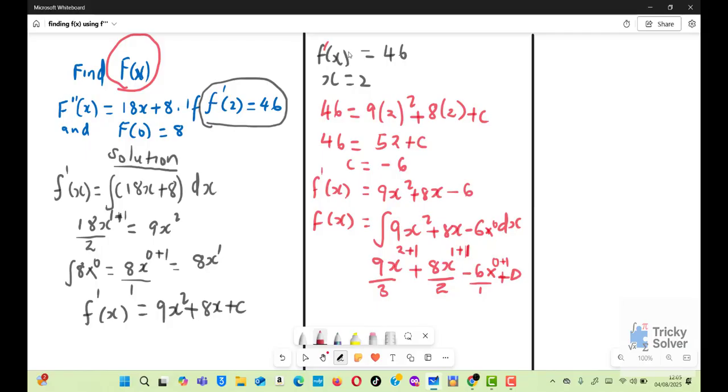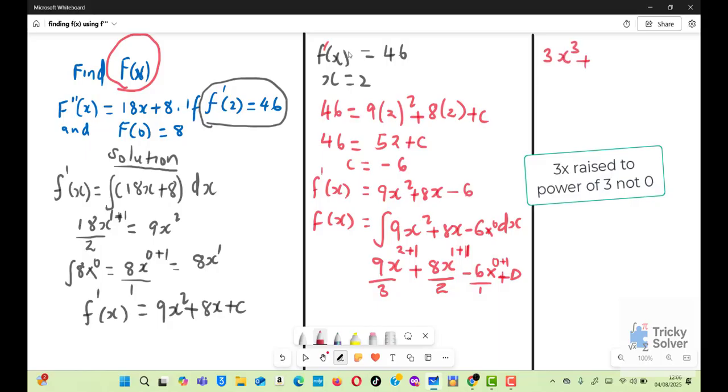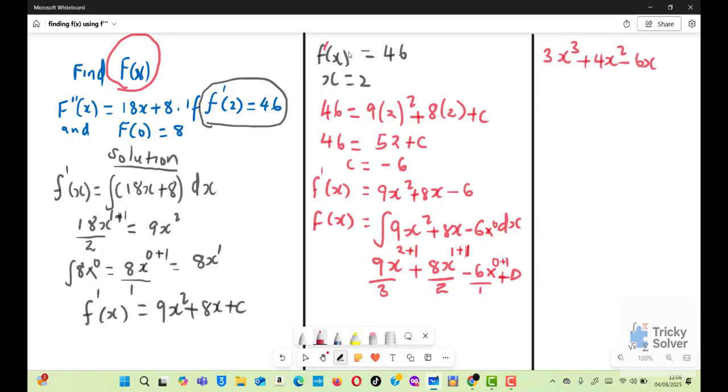Let's call it d this time. This constant of integration is a number that disappeared when it was differentiated, so it has to be taken into account. Whenever you're integrating any function, the constant of integration must be indicated. Simplifying this, we get 3x cubed plus 4x squared minus 6x plus the constant of integration.